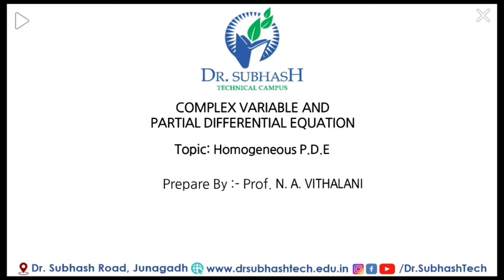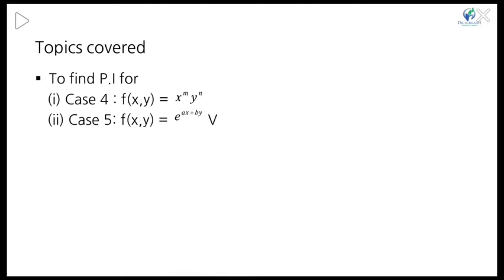As a part of the subject Complex Variable and Partial Differential Equation, we will discuss the topic homogeneous partial differential equation. In cases 1, 2 and 3, we have already studied different cases for the function f(x,y) not equal to 0. We'll proceed towards case 4 and case 5, that is when f(x,y) is equal to x^m y^n and e^(ax+by) into v.